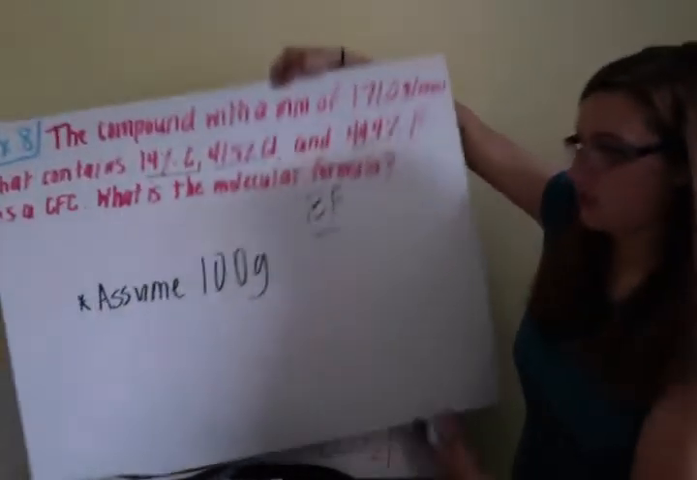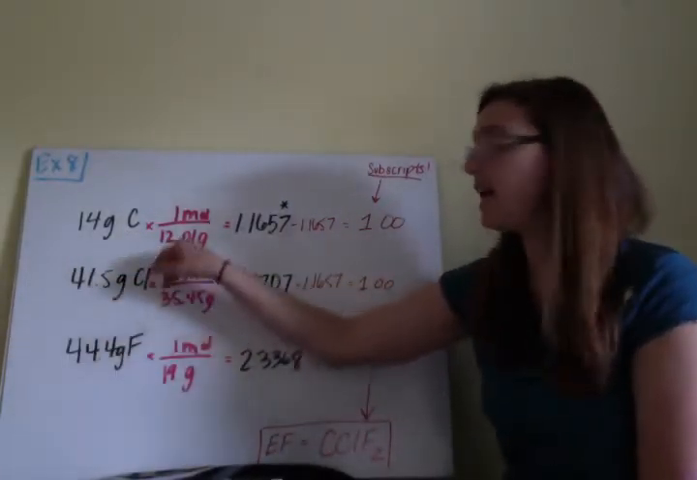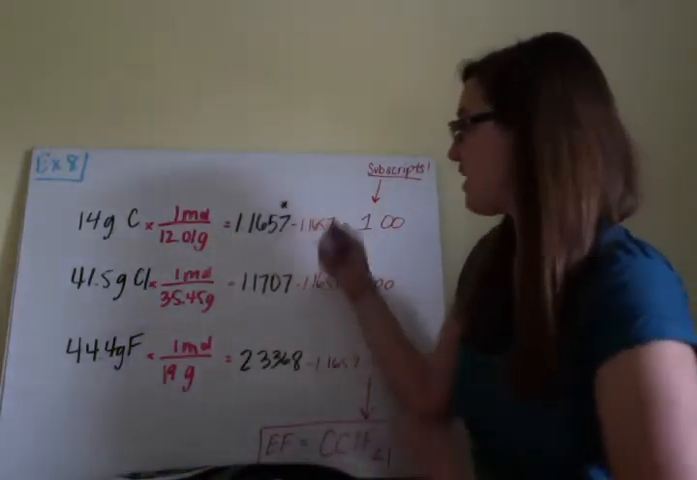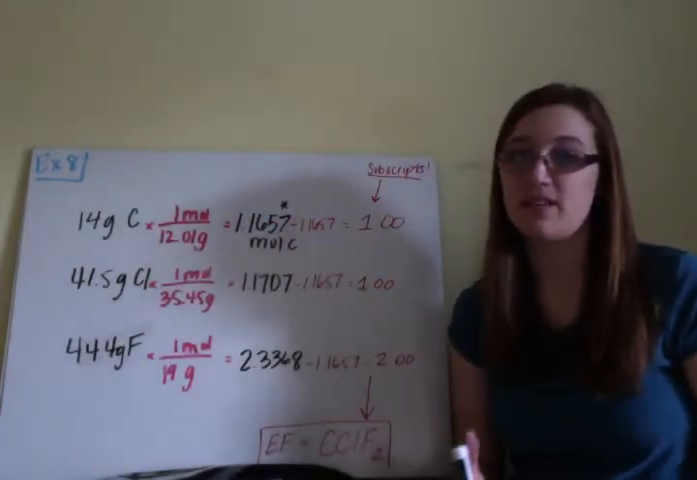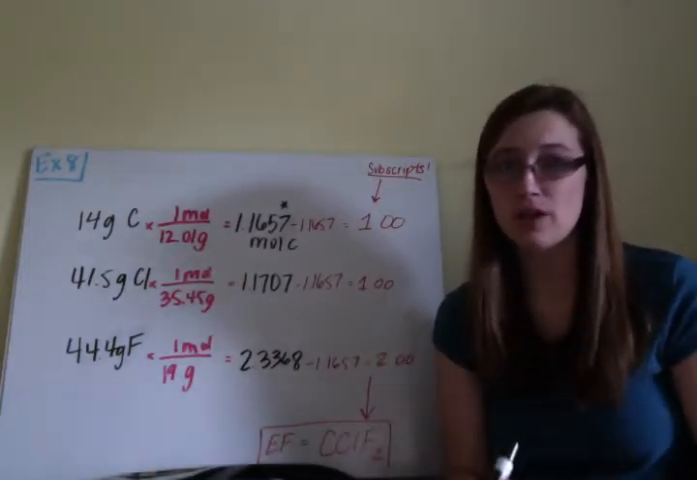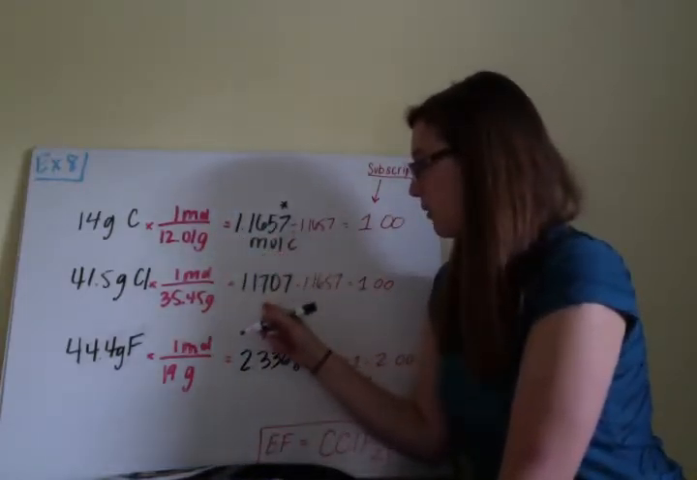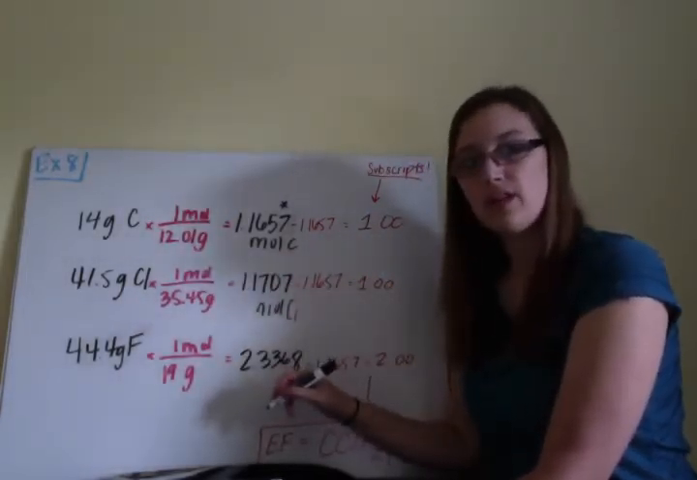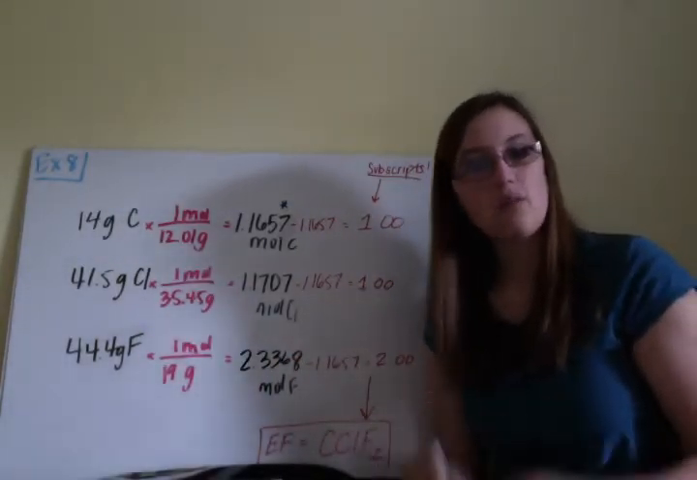So first thing we need to do is convert to moles. So here are my masses. I use the molar mass to get to moles. So I have 1.1657 moles of carbon. Okay, notice I went out to about 5 significant figures. The more significant figures you use in problems like these, the smaller your chance for error. So 1.1657 moles of carbon, 1.1707 moles of chlorine, and 2.3368 moles of fluorine.